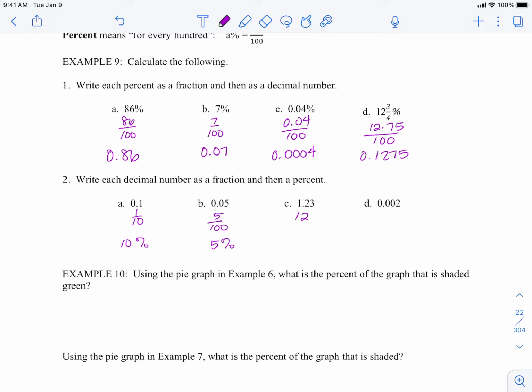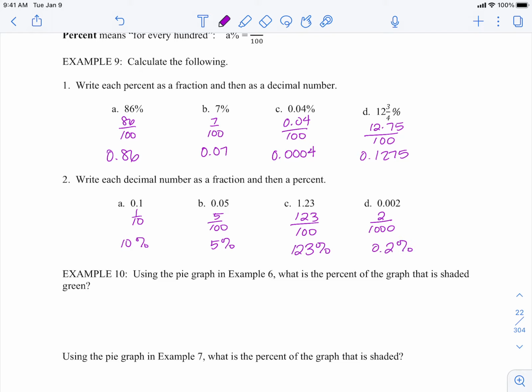1.23, that's 123 over 100, so that's 123%. And then 0.002 is 2 over 1,000, which is 0.2%.